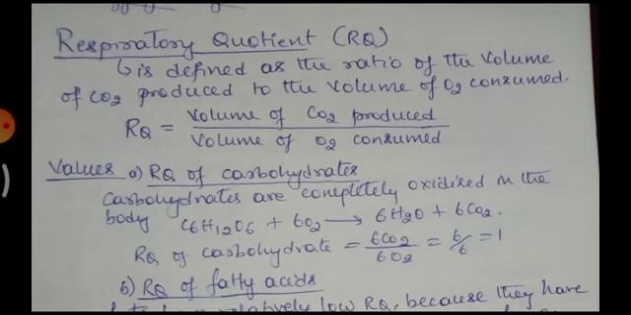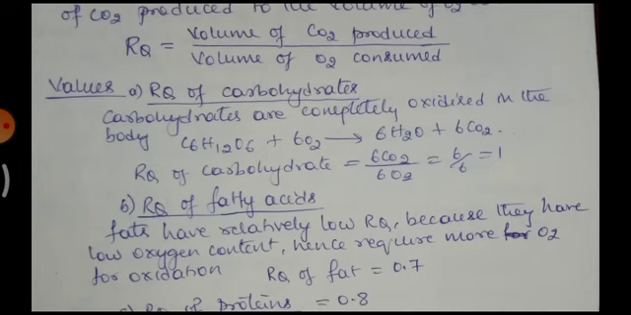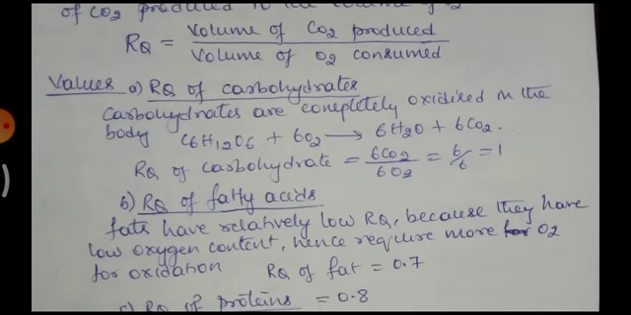Here is a depiction of the RQ of a carbohydrate. If a carbohydrate is completely oxidized, it gives 6 carbon dioxide by utilizing 6 oxygen molecules. You can see C6H12O6 plus 6O2 gives 6H2O plus 6CO2. In this equation, observe only how much oxygen is before the arrow mark and how much carbon dioxide is after it. RQ of carbohydrate is 6 CO2 by 6 O2, so 6 by 6 is 1. So the RQ is equal to 1.